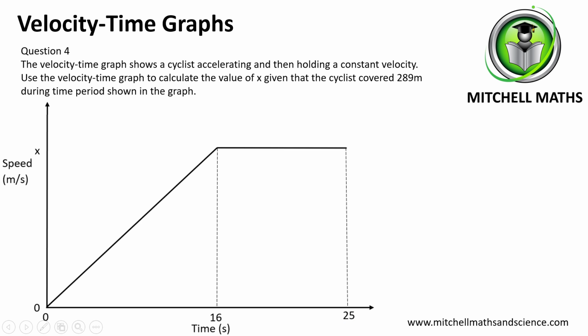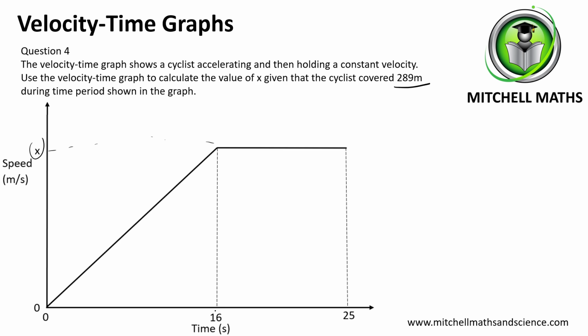And the final question we're going to look at is where we need to calculate the unknown value of x, which is the speed it's travelling when it's at its maximum peak. What this graph does tell us is the distance the cyclist has covered. And if you remember from the second question, if you want to calculate the distance someone's covered or an object has travelled, you need to calculate the area under the graph. And I can do that in terms of x, and that'll give me an equation because I do know the total distance that's travelled.